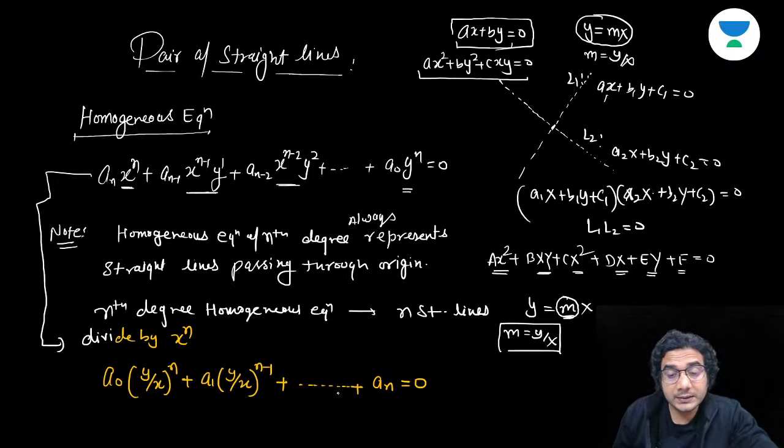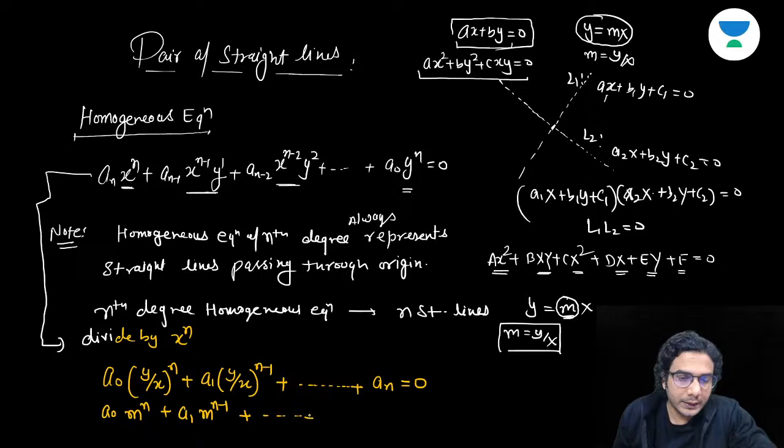Now you know y upon x can be written as slope. So if I write y upon x is equal to m or t, whatever you want to take. So let's take y upon x is equal to m. I am taking m. Okay. So a naught m raised to n plus a1 m raised to n minus 1 and so on. Then it will be an minus 1 m plus an is equal to 0. Now clearly you can see it's a polynomial in m of degree n, right?